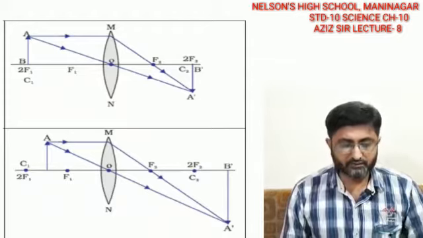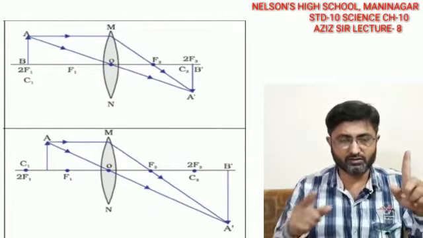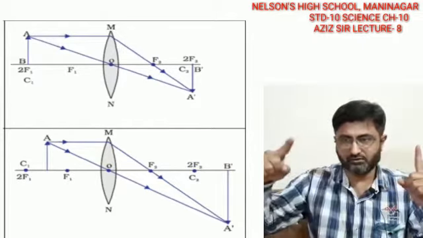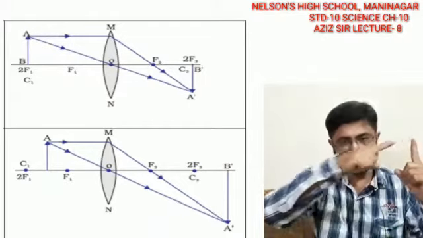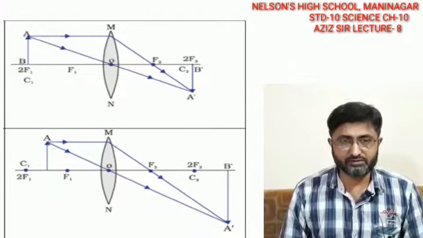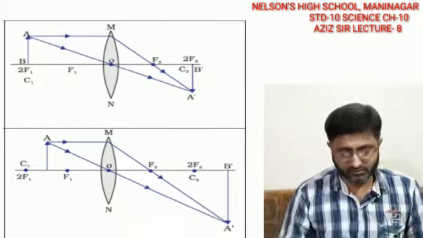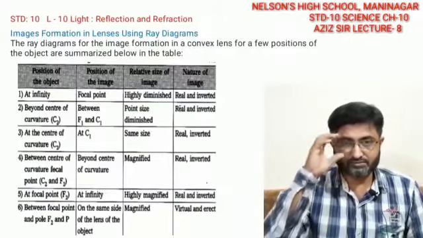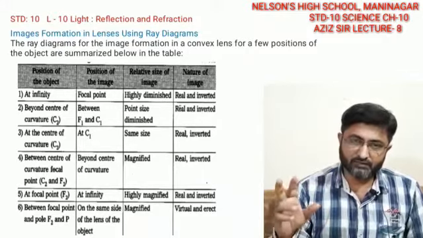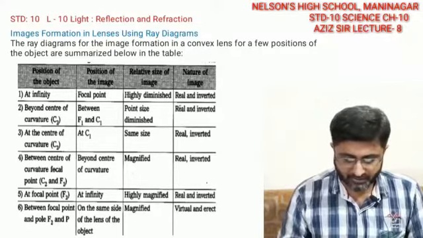Now when the object is kept at the center of curvature, in the third image, draw a straight line that passes through a focus. In the same way, passing from the pole, the image formed will be exactly at the center of curvature. So the object is at the center of curvature on one side, and the image at the center of curvature on the other side. The size of the object and image will be the same, and it will also be real and inverted, which remains the same.